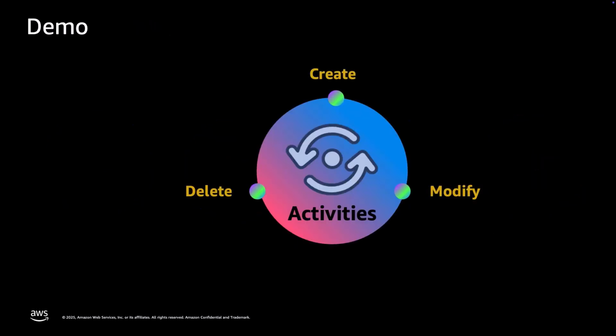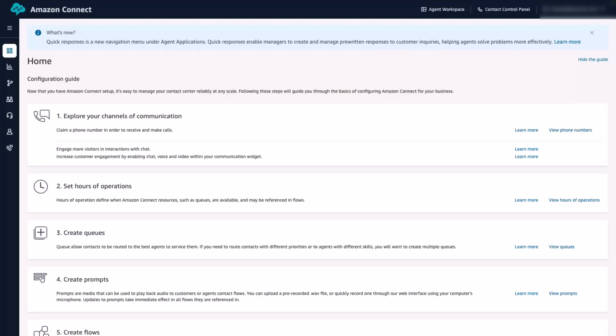Now I will switch to the Amazon Connect admin portal to demonstrate the complete process of managing recurring activities in agent schedules, including creation, modification, and deletion. First, we will see how to add recurring activities.